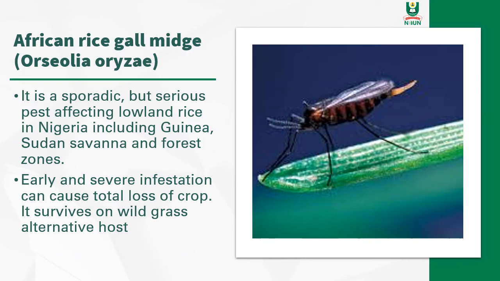Okay. However, you can apply granular formulation and carbofuran to control this particular rice white stem borer. Having said that, another pest of rice is the African rice gall midge, a sporadic and serious pest affecting lowland rice in Nigeria, including the Guinea, Savannah, and the forest zones. Early and severe infestations can cause a total loss of the whole rice crop. The alternative host, however, is the wild grass. This is what the African rice gall midge looks like, and these are the serious infestations.